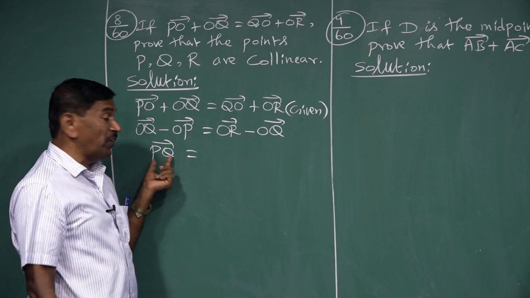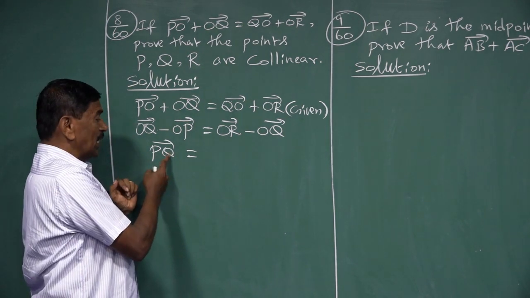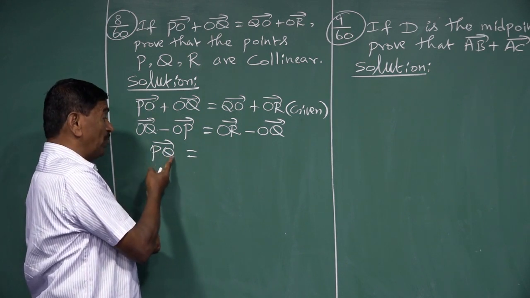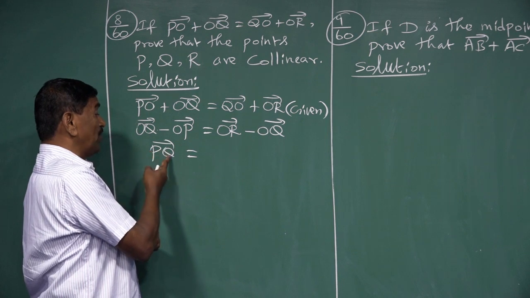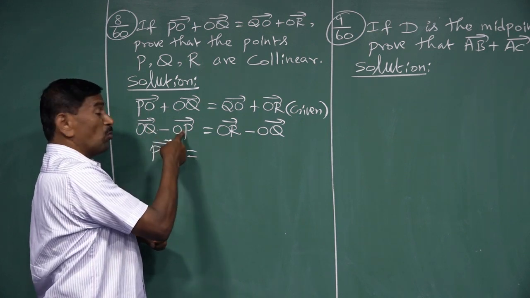If you have a doubt, how to verify? Yes, verification is very simple. PQ vector equal to second minus first, which means PQ vector is equal to OQ vector minus OP vector. Yes, PQ vector is equal to OQ vector minus OP vector. Therefore, OQ vector minus OP vector is correct.